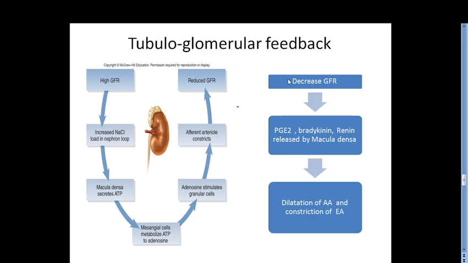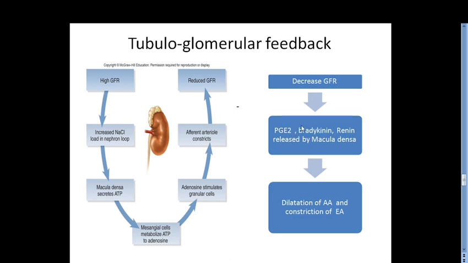Another mechanism is there for the condition of decreased GFR. If there is decreased GFR, that will again be sensed by the macula densa. There will be less sodium chloride, and that will be sensed by the macula densa, and at that time the macula densa will release some different kinds of chemicals, that is prostaglandin E2, bradykinin and renin.